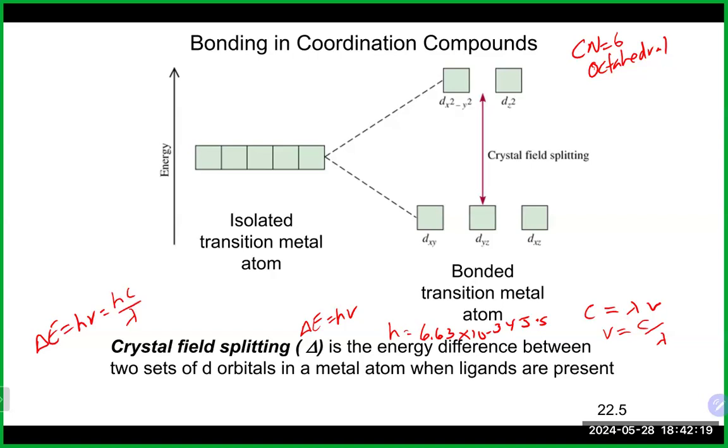And c is the speed of light, which is 3 times 10 to the 8 meters per second. Lambda is the wavelength in meters. So if you know the wavelength or you know the frequency, you could figure out the energy. So the crystal field splitting is the difference in energy between the lower d orbitals in this case and the two higher d orbitals. So this crystal field splitting is that energy difference between those.